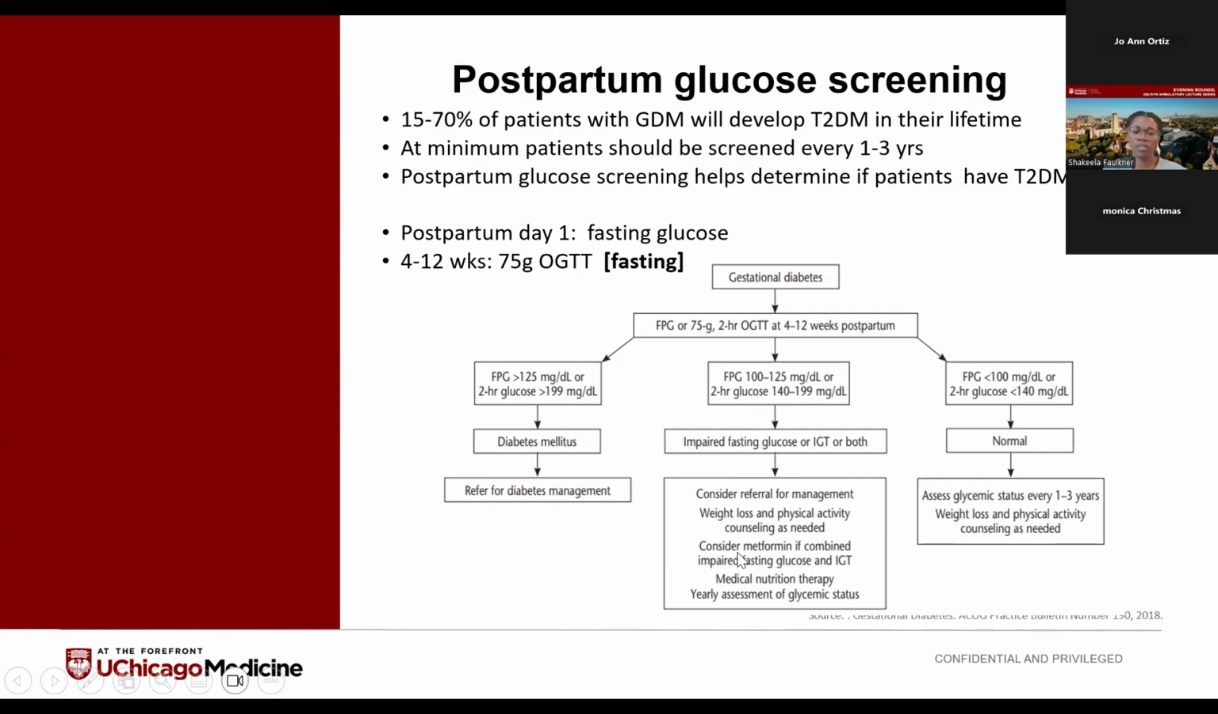Then I would typically leave this more to their primary care at this point, whether or not they want to start metformin and things like that. And then finally, if either of those tests are abnormal, then it'd be reasonable to now diagnose a patient with type 2 diabetes and then refer appropriately either to primary care or endocrine to help with that management.